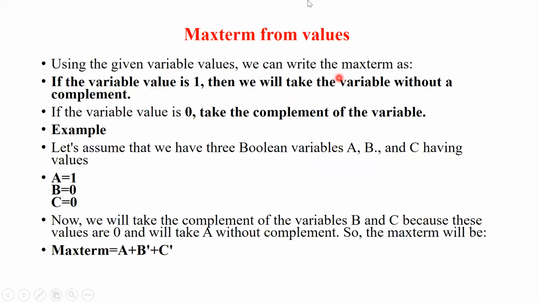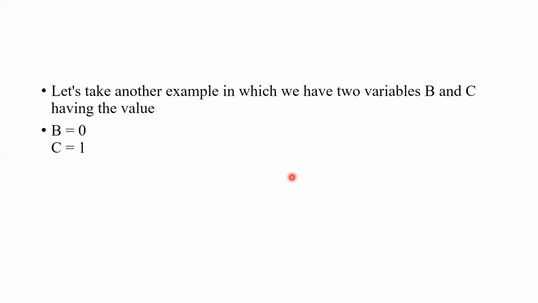Once you finish, you tell me. Yes, madam, I'm done. So same thing, suppose if I give you the same example which we took for min term, suppose we have two variables, B having the value 0, C as 1. So your max term in this case will be B plus C dash.